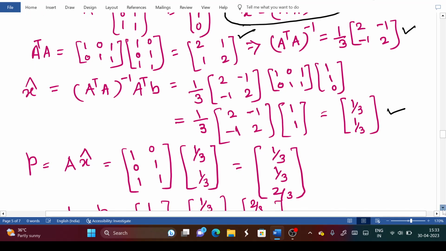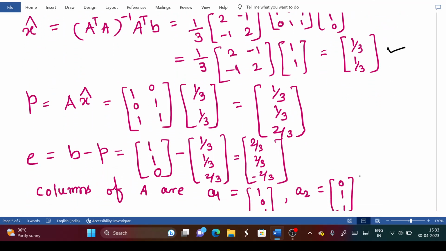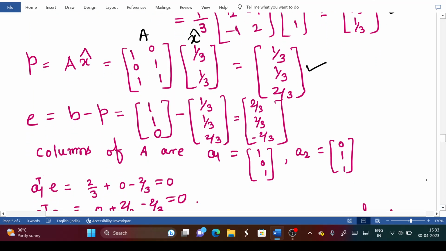Then we have P is equal to A x cap. So I got my P is equal to this much. Hence we have P, we have B, and the error is B minus P. Hence, this is the error, that is 2 by 3, 2 by 3, minus 2 by 3.